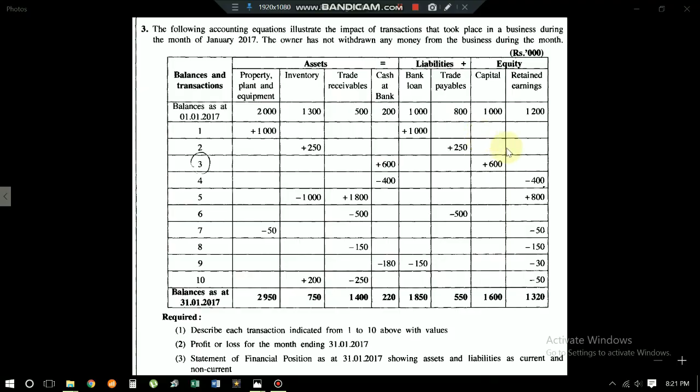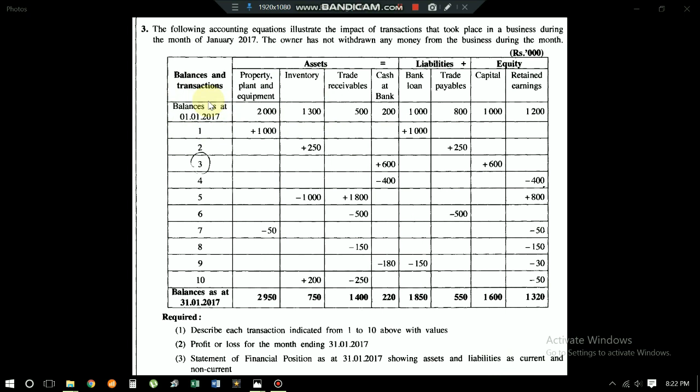First of all, we need to have some idea about this question. First you need to check what type of business this is. There are two types of businesses, basically product based and service based. Based on this inventory column, most probably this is a product based business. Second, you need to check whether this business is an already started business or a newly started business. With this opening balance, I can say this is an already started business.